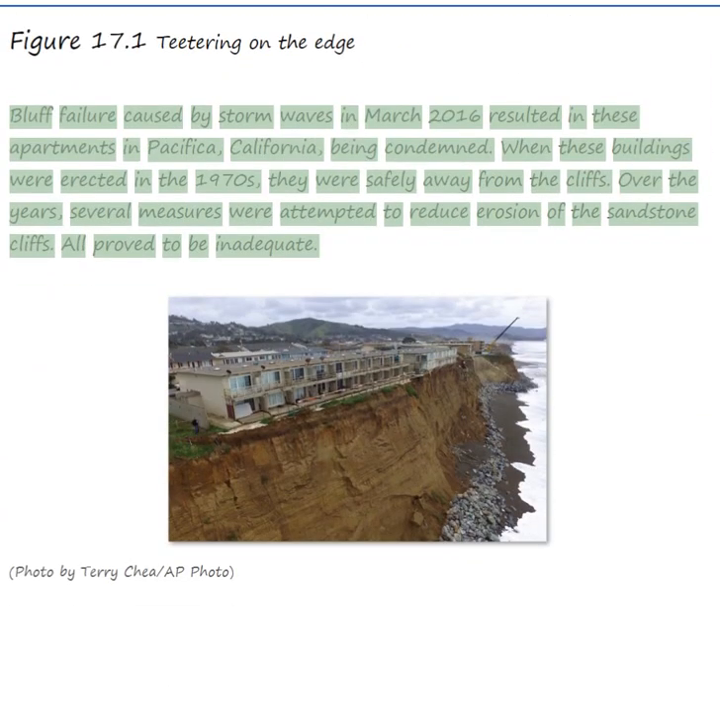Bluff failure caused by storm waves in March 2016 resulted in these apartments in Pacifica, California, being condemned. When these buildings were erected in the 1970s, they were safely away from the cliffs. Over the years, several measures were attempted to reduce erosion of the sandstone cliffs. All proved to be inadequate.